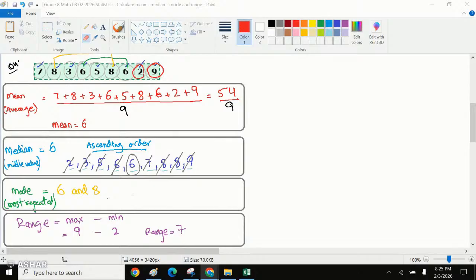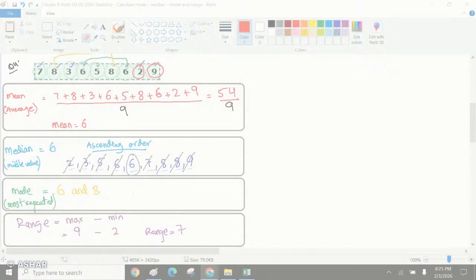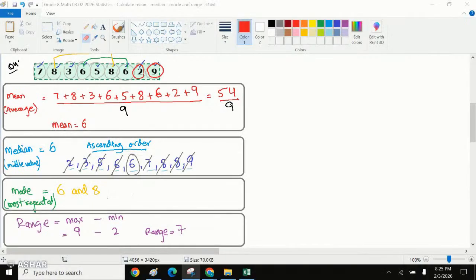Let's move ahead to the next question. Let's see what values can be given to us. Okay. I'll just copy these values and we'll try to find all 4 possibilities in this.